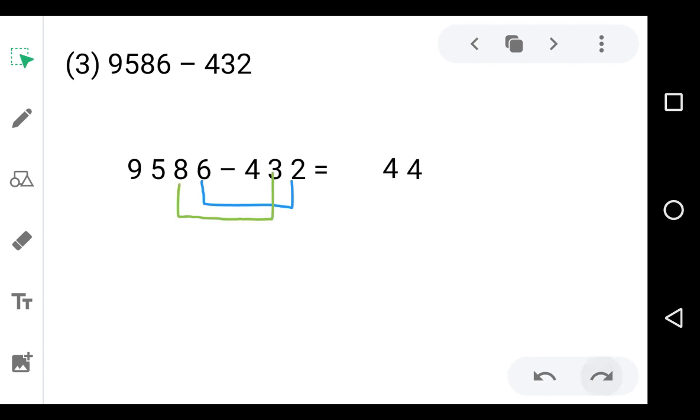8 minus 3, 5. Then at the hundred place we have to subtract 4 from 5. 5 minus 4, 1. Now see, at the thousand place there is only one digit 9. So 9 is as it is. So we get the answer 9,154. Now see the next one.